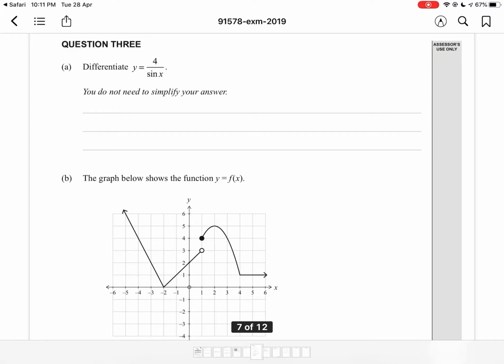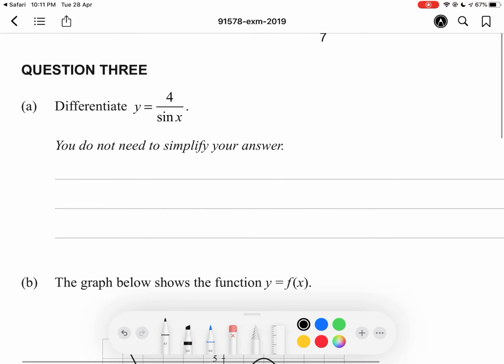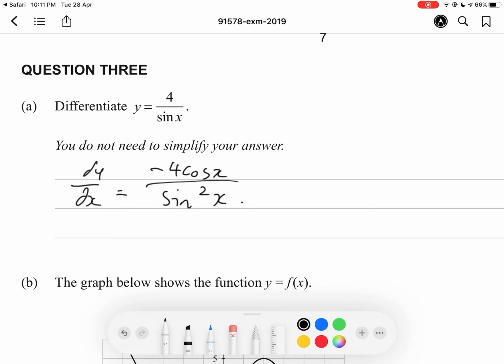Question 3. Differentiate y equals 4 over sine x. Do not need to simplify this. Okay. So once again, we have a fraction. So I think the best thing to use here is probably the quotient rule. So derivative of 4 is 0. So 0 times anything is just 0, so we can just ignore that. So now we can find the derivative of the denominator. The derivative of sine x is cos x. So it becomes negative 4 cos x over sine squared x. That should be our derivative.